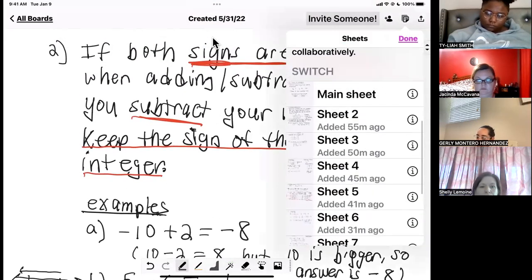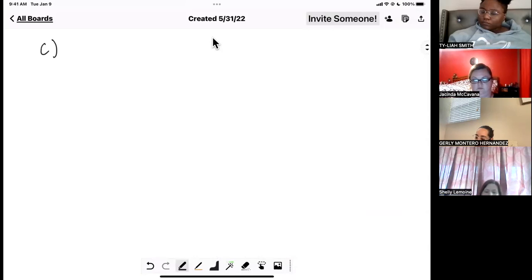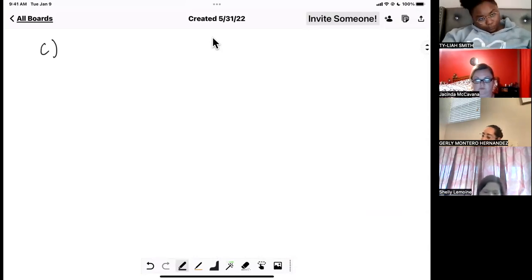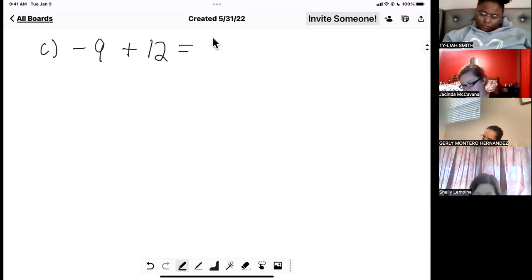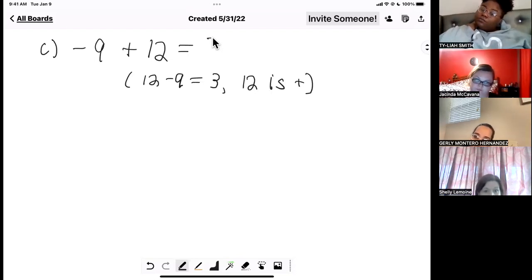Let's do a couple more of these. I'm going to add a page though. These are the harder ones, I think. Okay, so let's say I have negative 9 plus 12. Different signs, right? So I'm going to subtract them. 12 minus 9 is 3. But which number is my biggest? 12 is my biggest. 12 is positive. So my answer has to be positive 3.